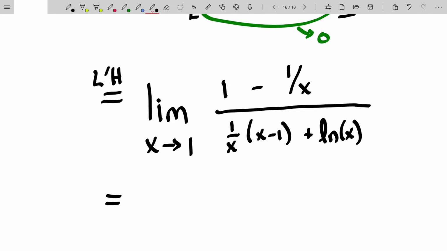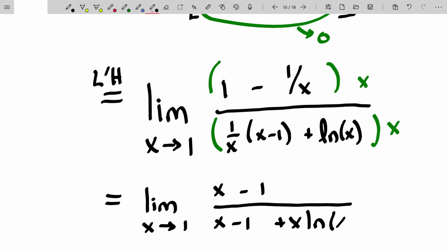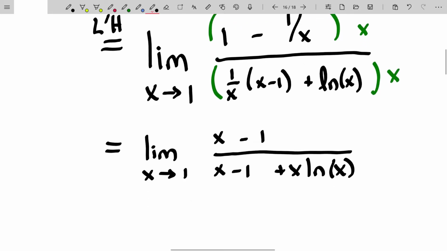Let's see, this is equal to the limit as x approaches 1. If we multiply both numerator and denominator by x, we get the following: x minus 1 in the numerator. In the denominator, distributing through, we get x minus 1 plus x times the natural log of x. So again, we've done our algebra here. We just clean this up a little bit, right?